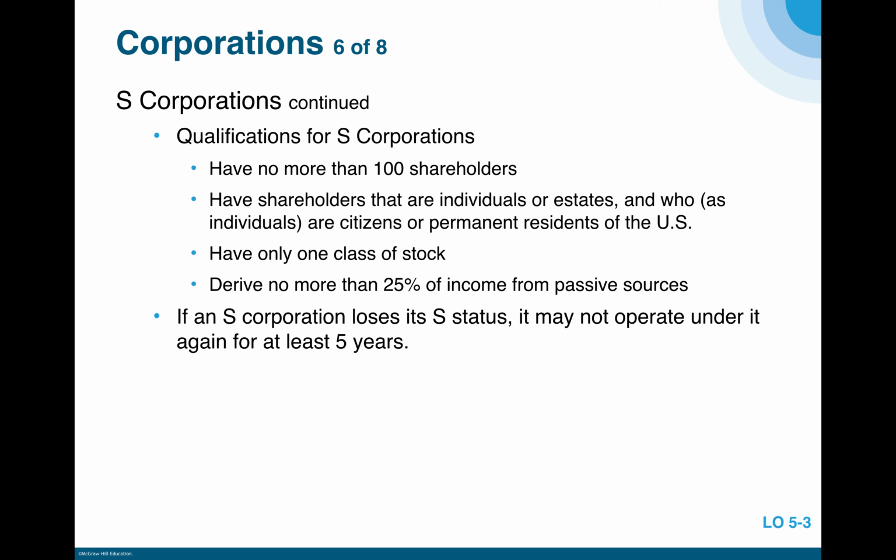So qualifications for S corps: no more than 100 shareholders. They have shareholders that are individuals or estates, and they're citizens or permanent residents of the United States. Have only one class of stock. They derive no more than 25% of income from passive resources. And if an S corp loses its S status, it may not operate under it again for at least 5 years.